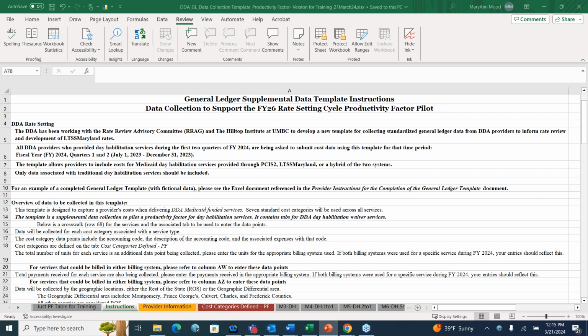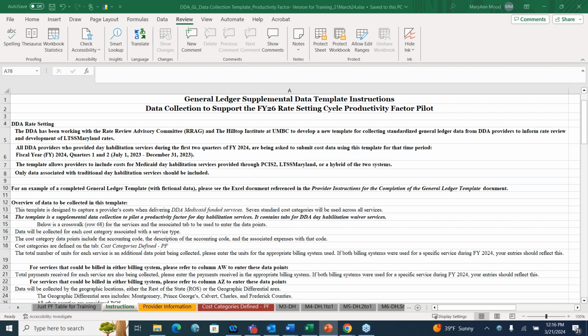So as Caleb noted, this is the general ledger supplemental template that we're requesting all day hab providers who provided day habilitation services during the first half of fiscal year 24 to complete. That is July 1st, 2023 through December 31st, 2023. I know folks may still be billing in both systems, PCIS2 and LTSS Maryland. The template, just as the general ledger template does, permits you to enter costs, hours and wages for both systems or for either system.